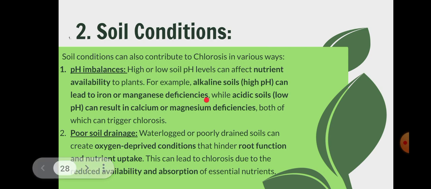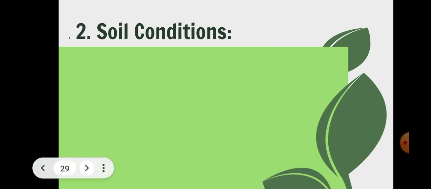The second one is poor soil drainage. Waterlogged or poorly drained soil can create an oxygen-deprived condition that can hinder the root function and the nutrient uptake of the plant, and this can result in chlorosis because of the reduced availability and absorption of the important nutrients required by the plant.